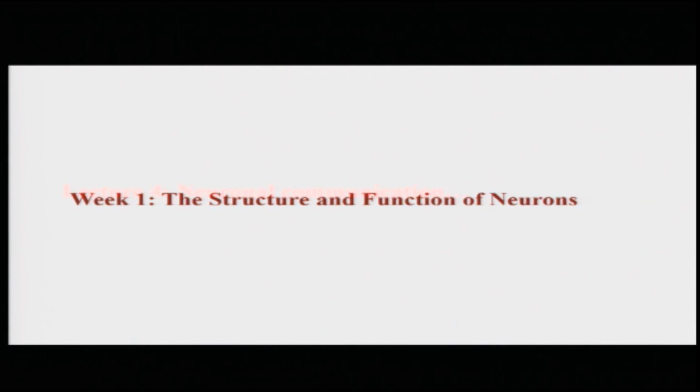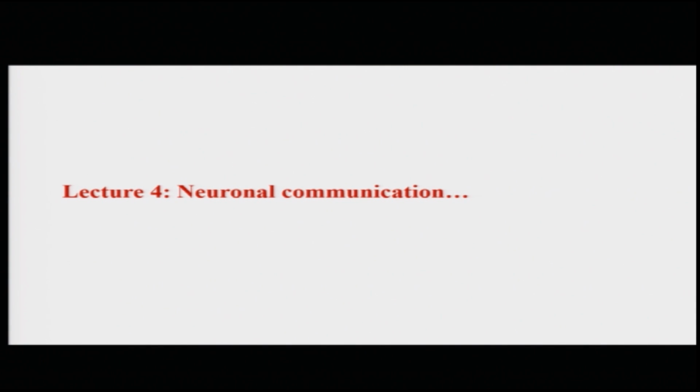This is the first week and we are talking about the structure and the function of neurons. In this particular lecture, we will talk about neuronal communication. If you remember from the last lecture, we talked about how the energy is generated, how the potential is generated in the neuronal membrane, and in this lecture we will basically talk about how the process of communication between two neurons initiates, and that is basically through a process called action potential. So let's talk about this.